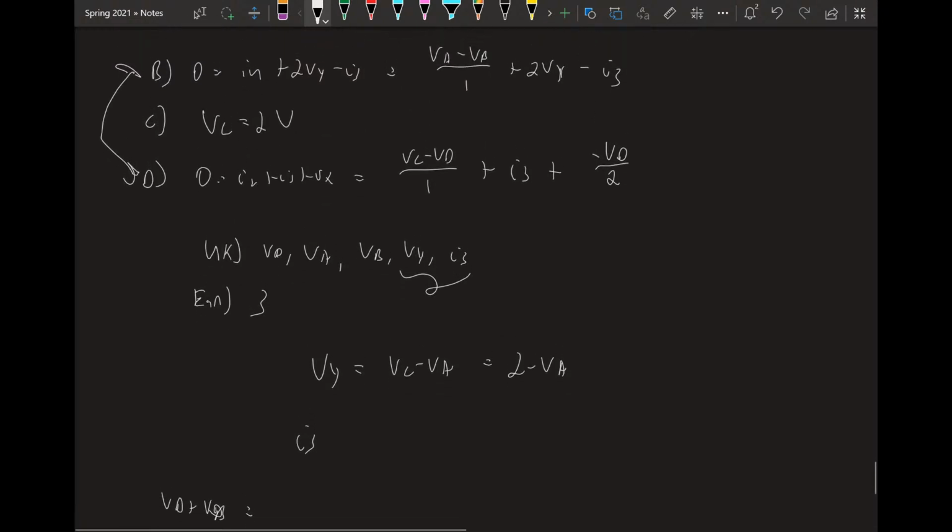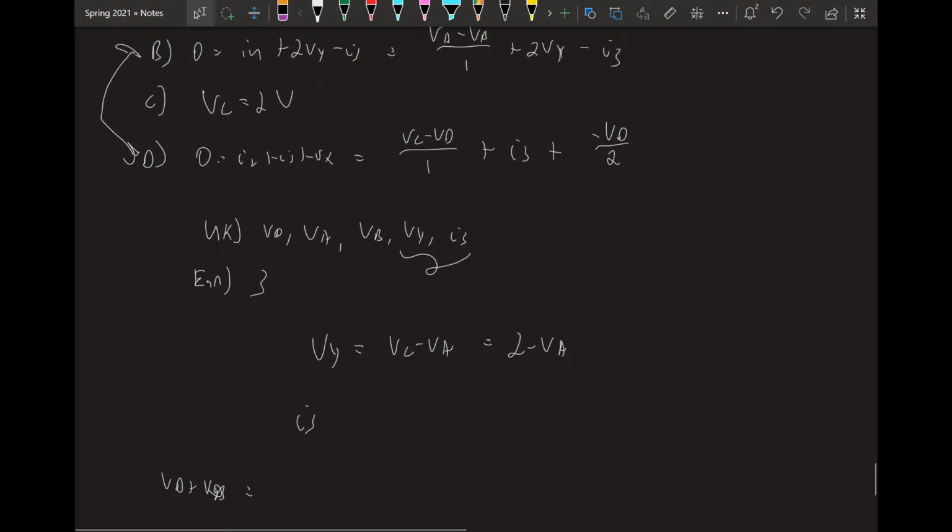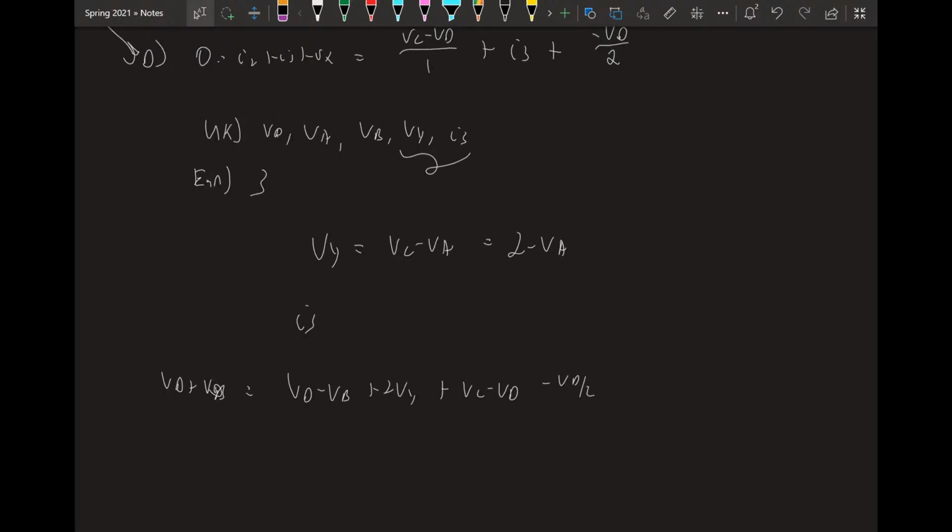And you're going to get VD minus VB plus 2 VY plus VC minus VD minus VD over 2, and I3 is gone. Now I3 is no longer an issue. VY is no longer an issue. You now only have 2 equations, but you still have 3 unknowns. So you need to find a relationship between VD and VB.